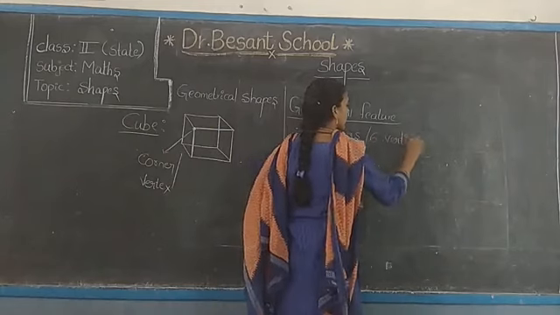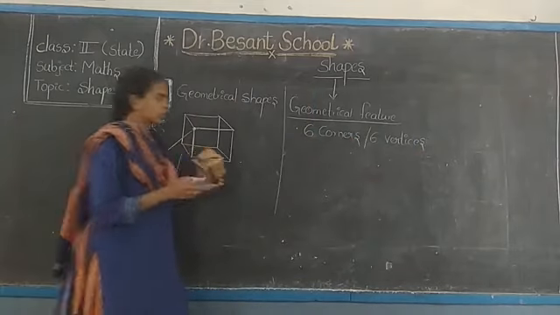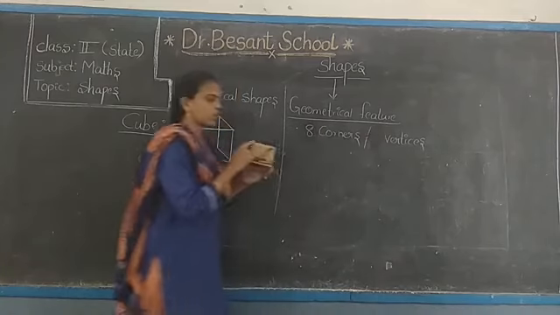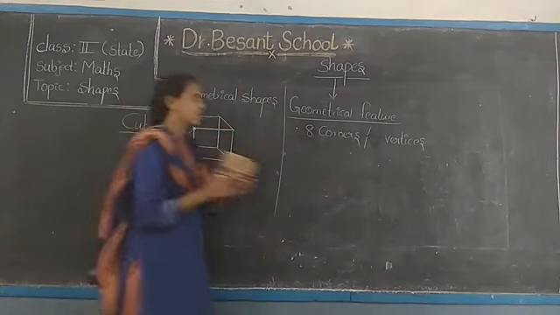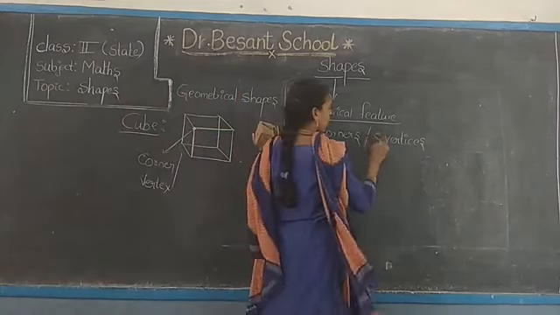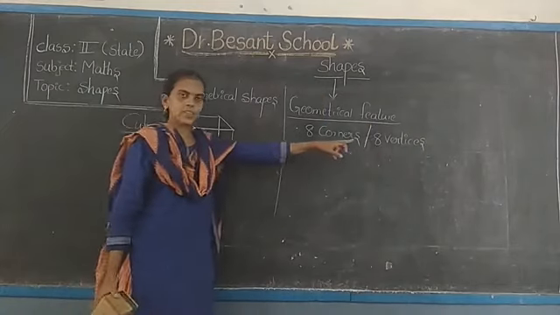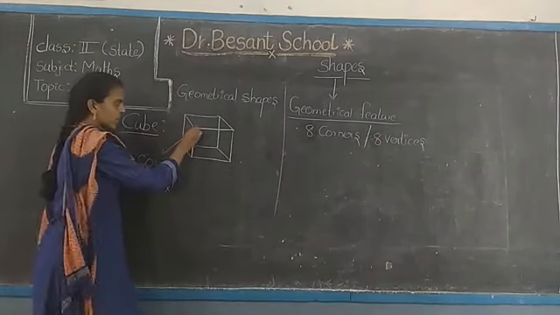Why are we calling them vertices? Because... sorry children, 8 corners. How many corners? 1, 2, 3, 4, 5, 6, 7 and 8. So 8 corners are there, or 8 vertices. Why are we calling them vertices? Because if we find only one, it is called a vertex.